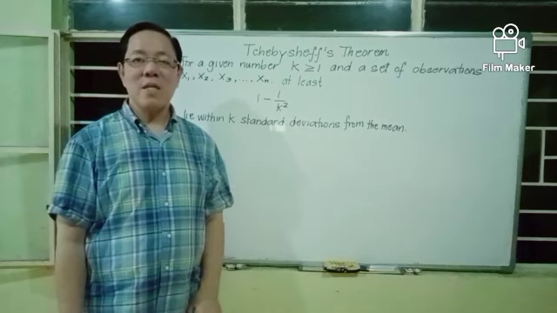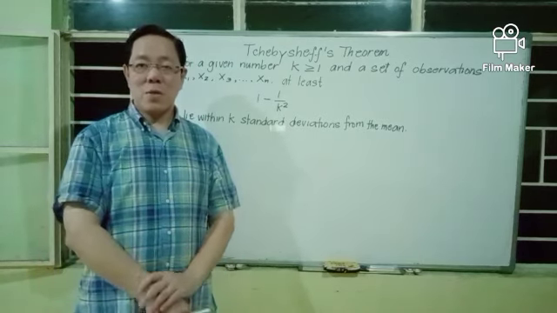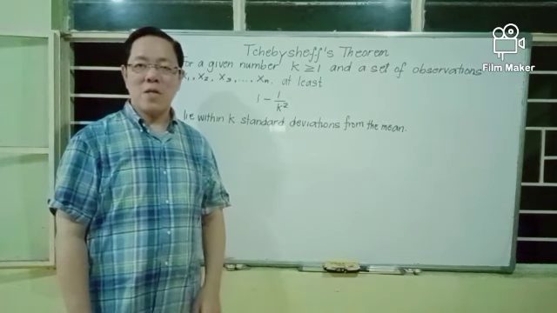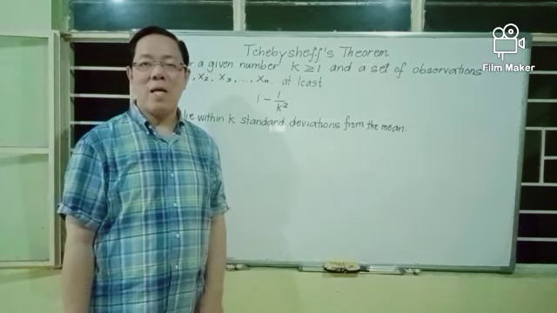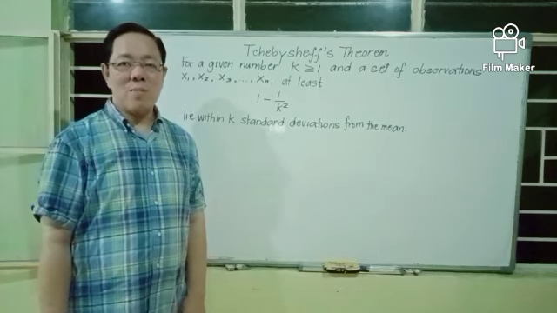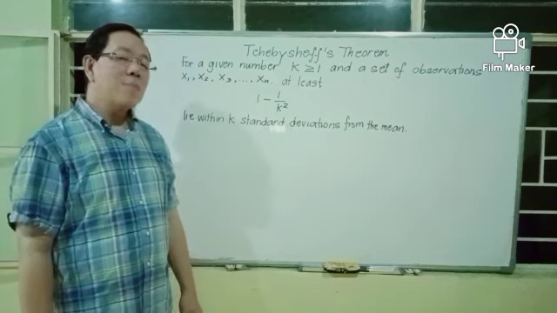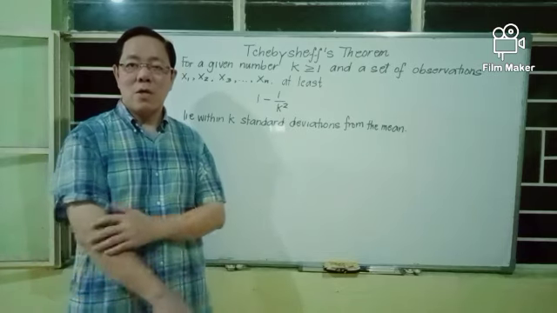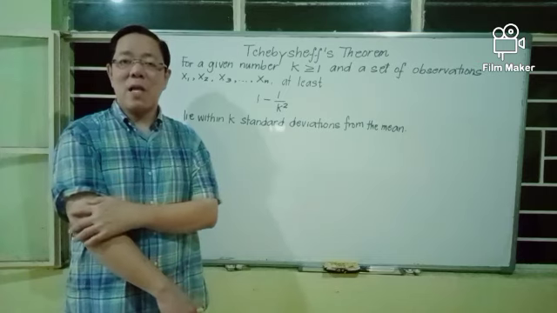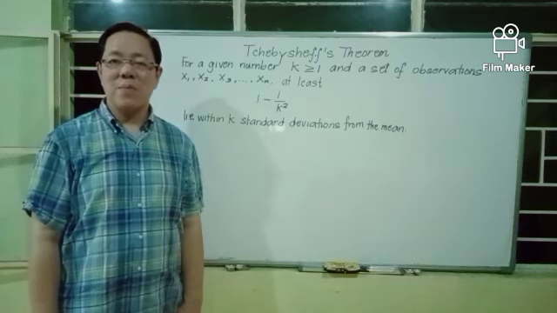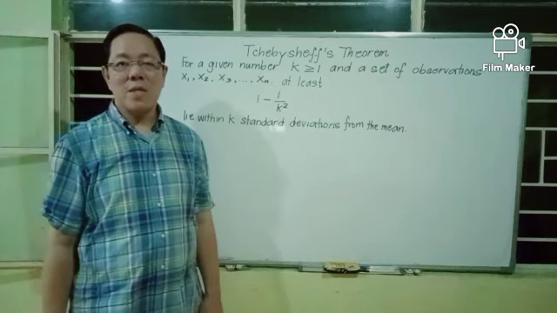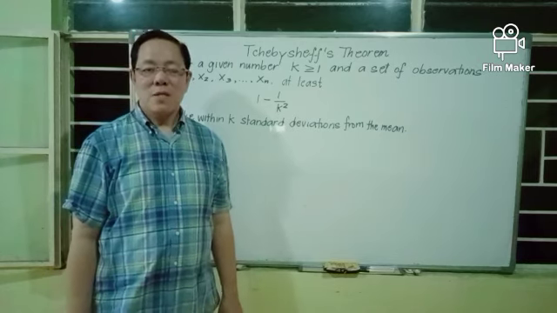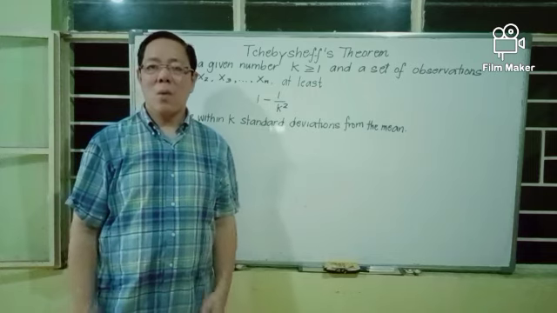In this theorem, the given is a set of observations or values denoted by x1, x2, x3 up to xn. In this set of observations, there are n observations or n values. And according to Tchebysheff's theorem, at least 1 minus 1 over k squared of these observations lie within k standard deviations from the mean, where k is a number that is greater than or equal to 1. So the smallest possible value of k is 1.